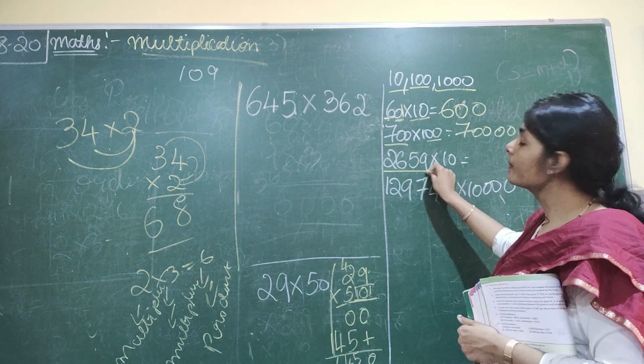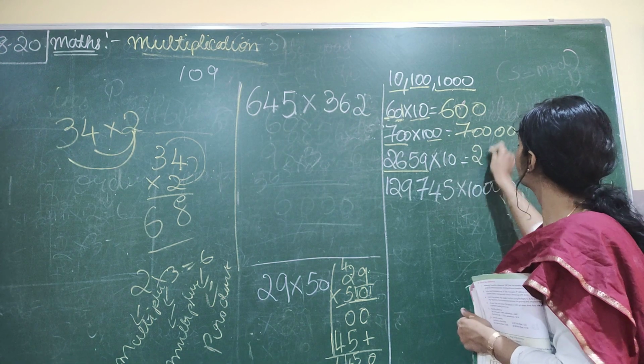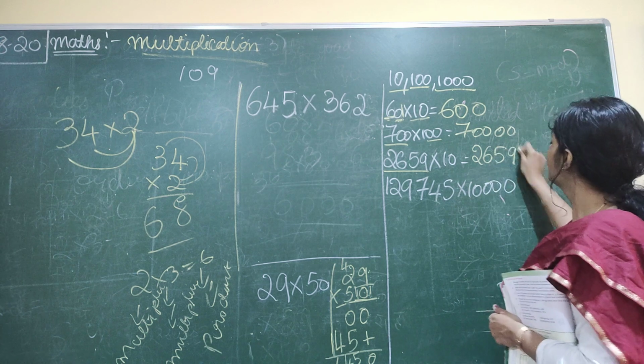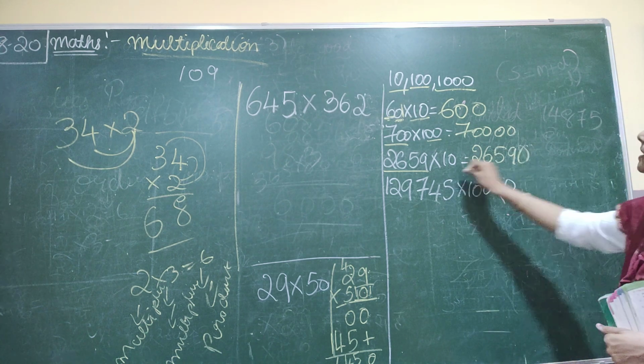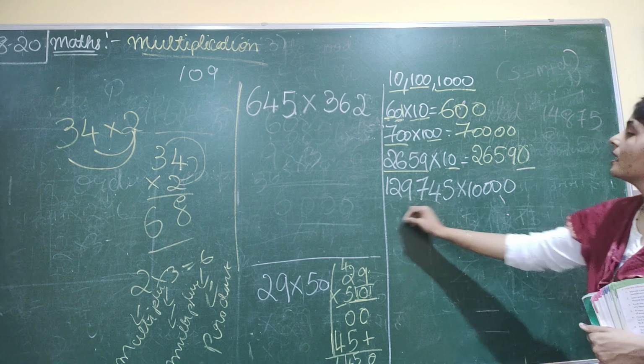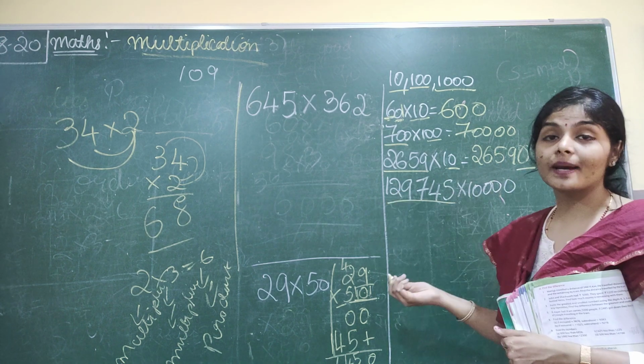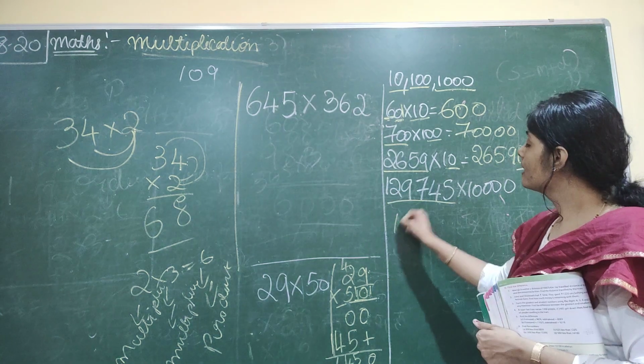Next, what number is given? Write exactly the same: 2, 6, 5, 9, and then the zeros. How many zeros are there? One. So 1 0. Next, even if you have a larger number, no need to worry. Write the number as it is.